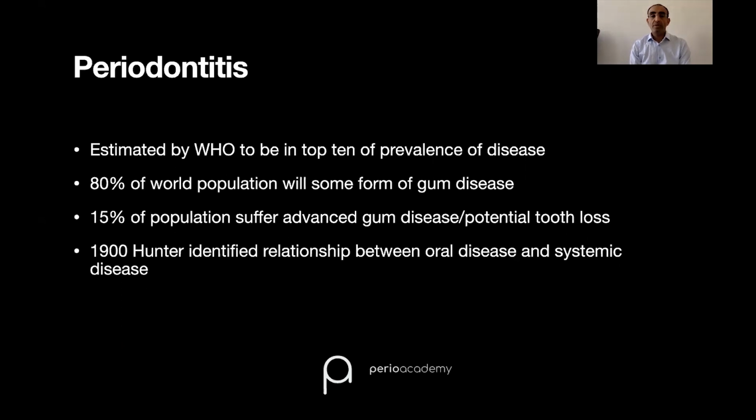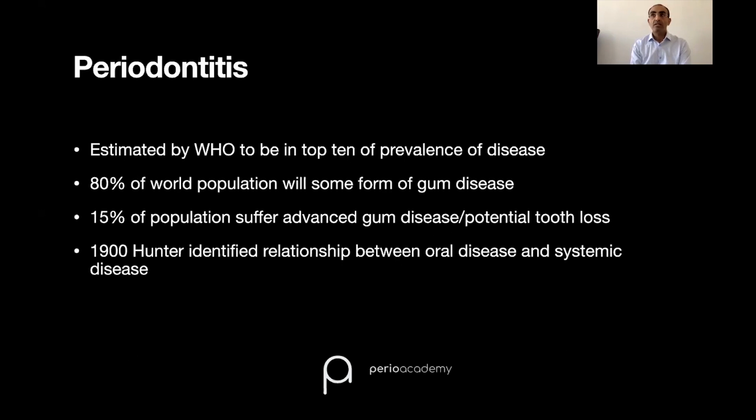Now, when we come to talk about periodontitis, we need to know it is in the top 10 of diseases around the world. Some people say it's in the top 20 for inflammatory diseases. Inflammatory diseases tend to be the worst in terms of what is challenging for us currently. 80% of the population will have some form of gum disease, and approximately 15% of the population will have advanced gum disease. So that's a significant amount of disease, and it reflects how seriously we must take this.